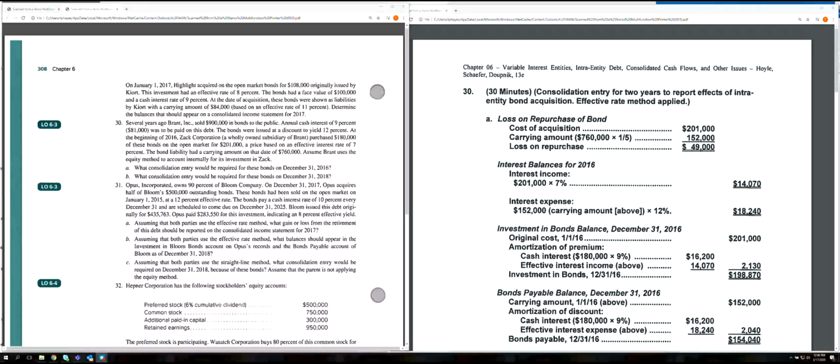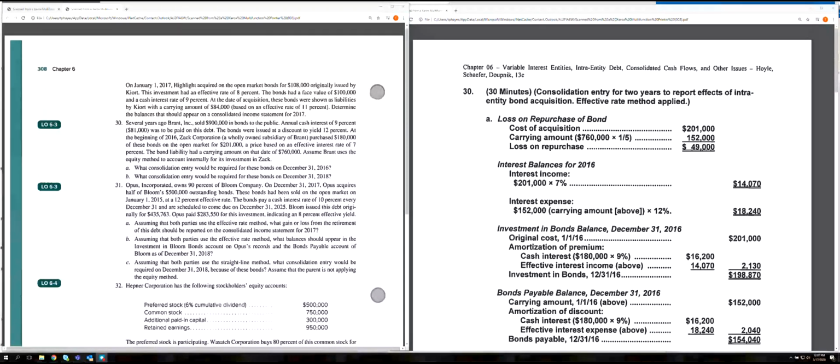So if you look at the information that's given, it shows here that Zach bought the bonds. They paid 201, and the difference between that and the carrying value, that's the loss. So the carrying amount is the 760. It says that on that date, the bond liability had a carrying amount of 760. Zach bought a fifth. They bought a fifth of the bonds.